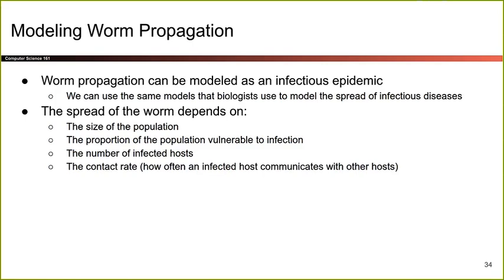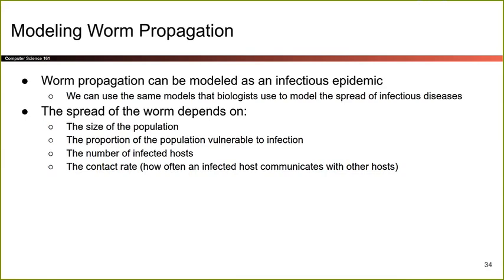And then there's a contact rate. How often is this host communicating with other hosts? If one infected host can spread to 10 other people, that's going to be really fast. But if one infected host can only spread to 2 people, that's going to be slower. This is kind of how, if you have a lockdown or if you're doing social distancing, the contact rate goes down.